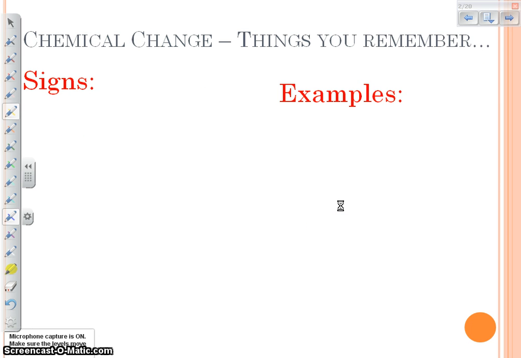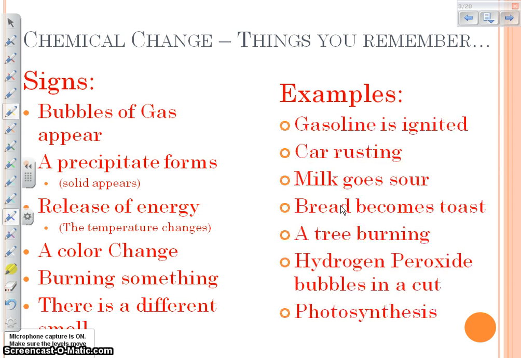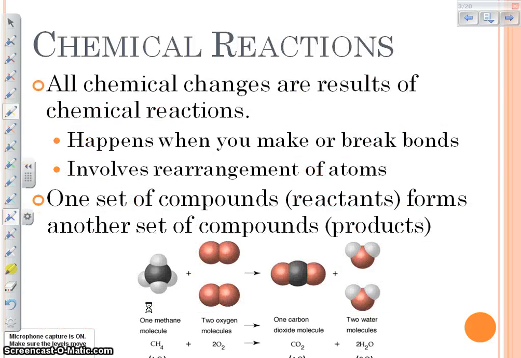Again, you should remember from back in the day that we have 6 signs that chemical reactions are occurring: gas forming, a solid forming, the release of energy or a temperature change, changing color, something burning, or a different smell. Our examples are things that we looked at during Unit 1, and you should understand those. If not, I would go back and look at them.